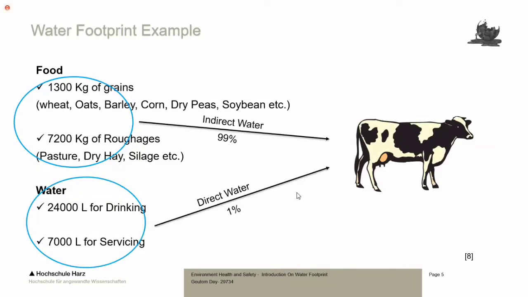To sum it up, you can see to raise a 200 kg cow, it requires 3.1 million liters of water, and that is huge. Moreover, it is possible to find out the water footprint of a human being, a fruit, I mean anything you want.